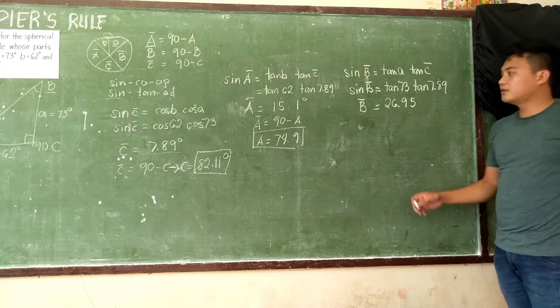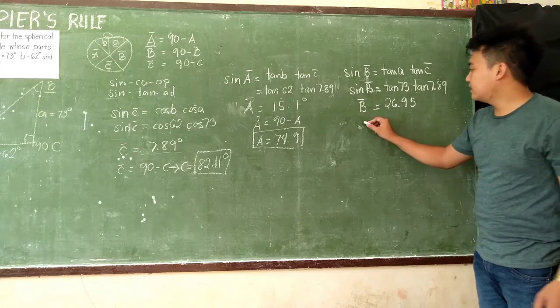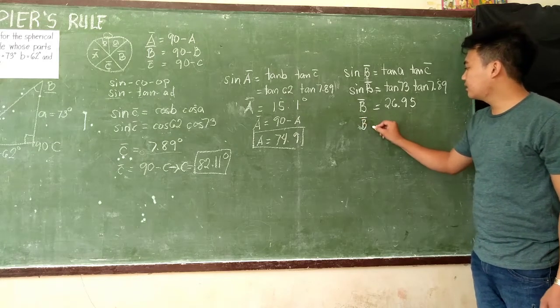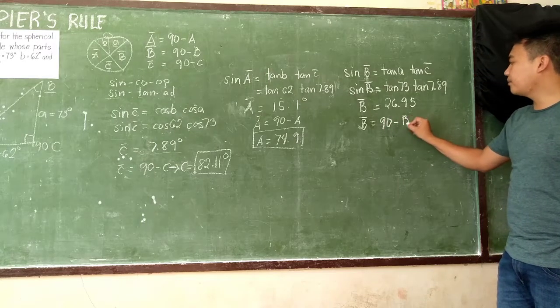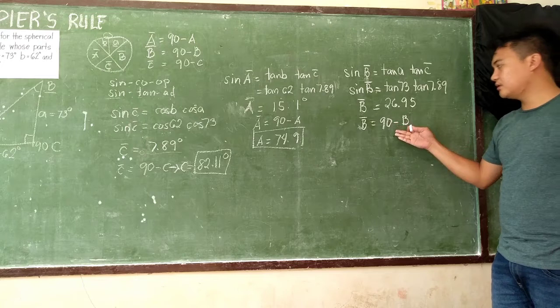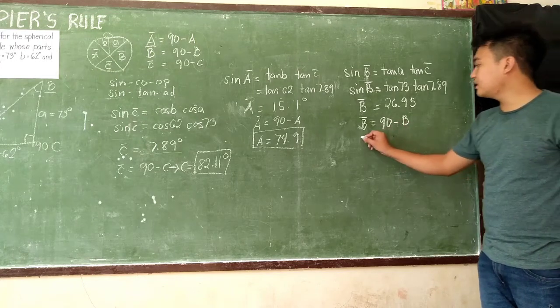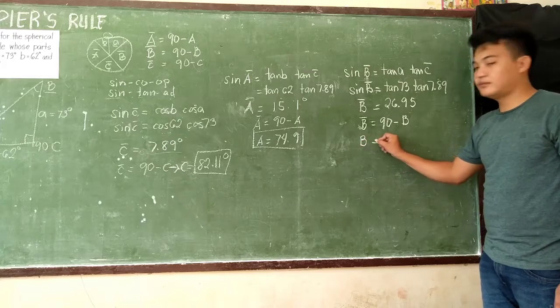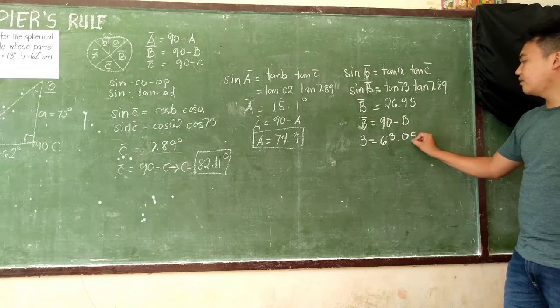So to get the value of B, this is B bar equals 90 minus B. Then simplify. So the actual value of B is 63.05.